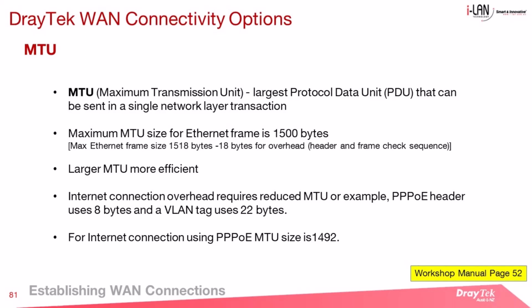Larger MTU sizes are more efficient as it allows more data to be transmitted in each packet. However, overhead in internet connections will require the MTU size to be reduced to cater for the overhead. For example, PPPoE uses 8 bytes, the header uses 8 bytes, and a VLAN tag uses 22 bytes. So for an internet connection which uses PPPoE, the MTU size will be around 1492.